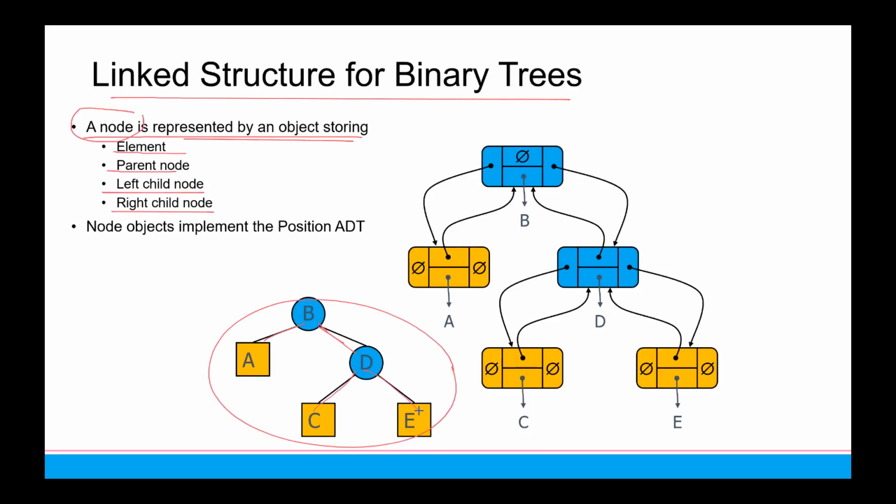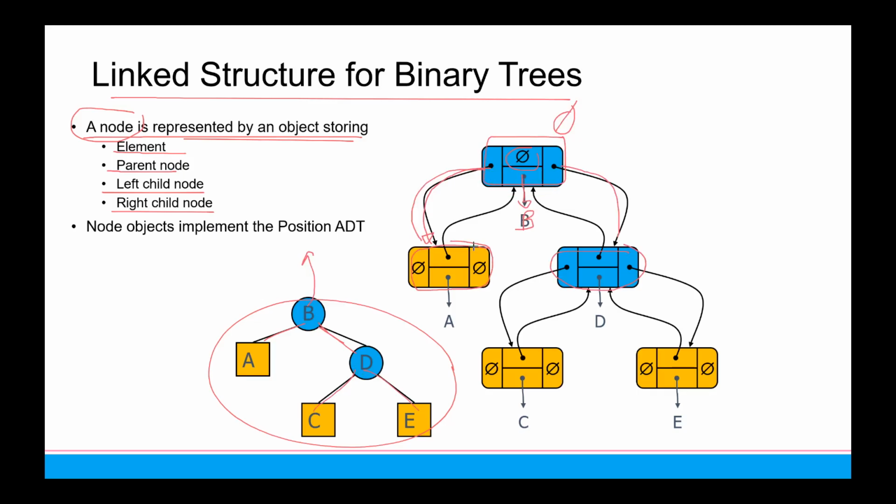We have 2 children. Then for B, we will have no parent, empty. This is no parent. And then the left child node is this node, and the right child node is another node. So the element name is B.